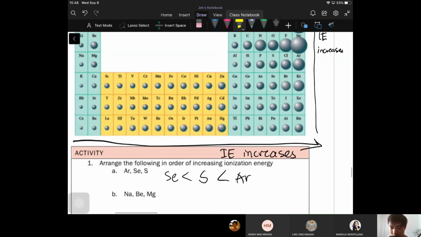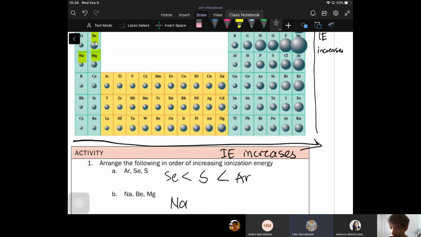Sodium, beryllium, magnesium. Ionization energy. Anyone? Sino yung lowest yung ionization energy? Sodium po. Sodium. Bakit si sodium? From left po. Kasi nag-i-increase pa lang po siya. Kumbaga sa kanya po nagsisimula. At saka nasa baba din siya, no?